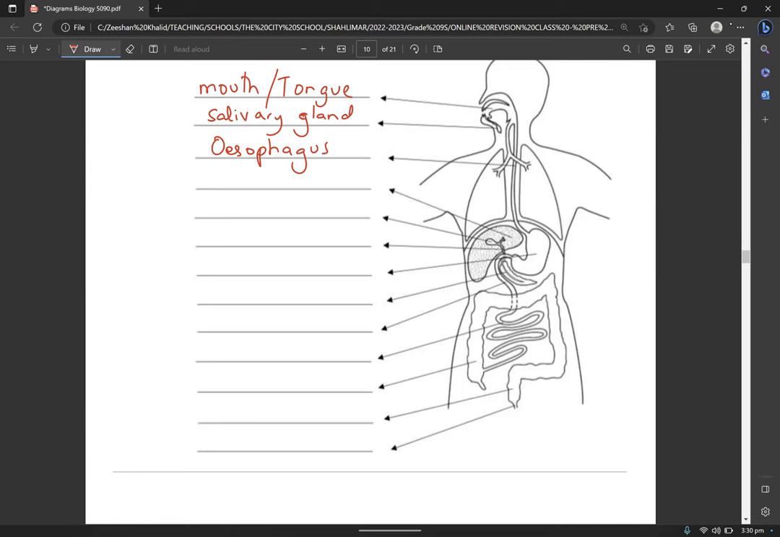Then we have the liver. And then we have the gallbladder, which stores bile. Basically, bile is produced in the liver and stored in the gallbladder, and through the bile duct it is poured into the duodenum. Then you have the stomach. Then you have the pancreas, which is a gland, a very important gland.